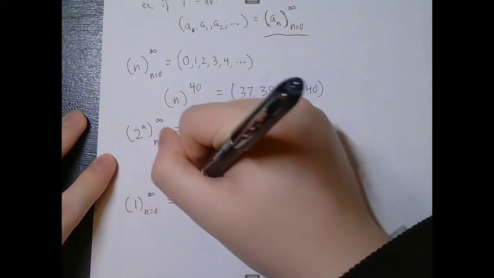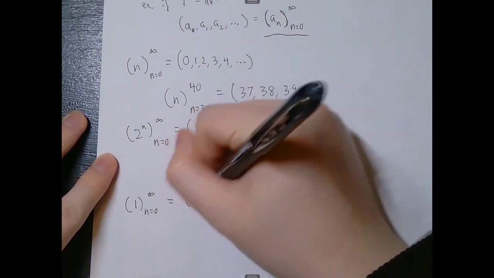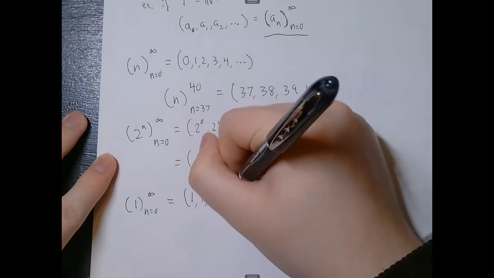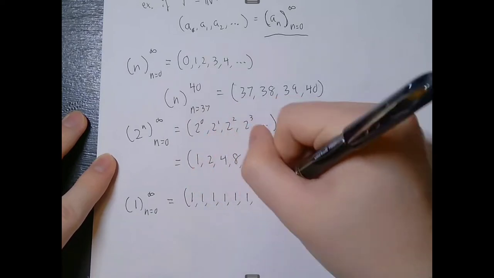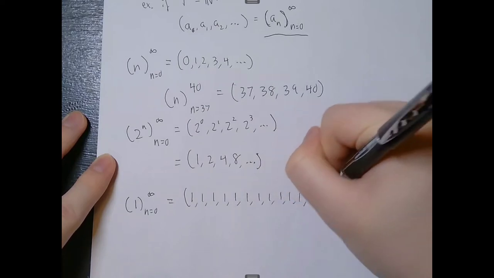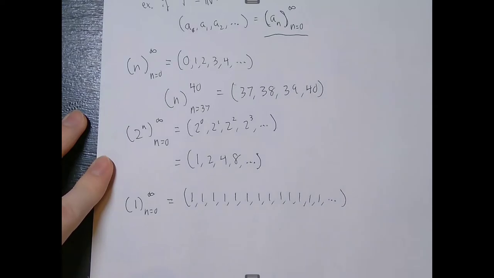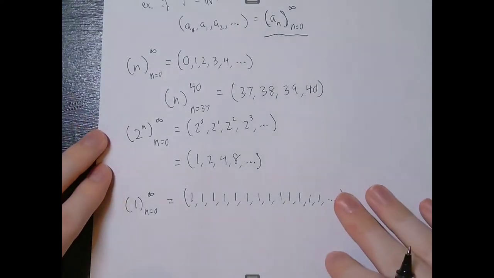All right, ready? The sequence of 1 from n equals 0 to infinity is the sequence 1, 1, 1, 1, 1, 1, 1, 1, 1, 1, 1, 1, 1, 1, and so on. God, I could keep writing 1s forever. That's kind of addicting. But this is really all the sequences.